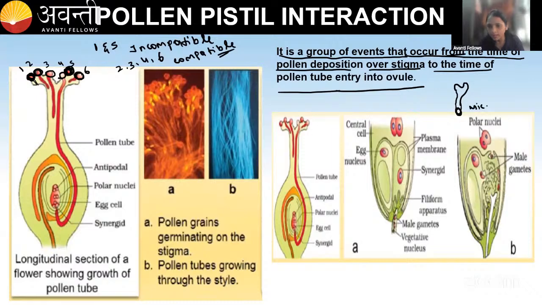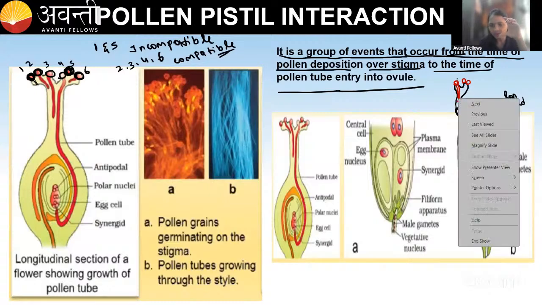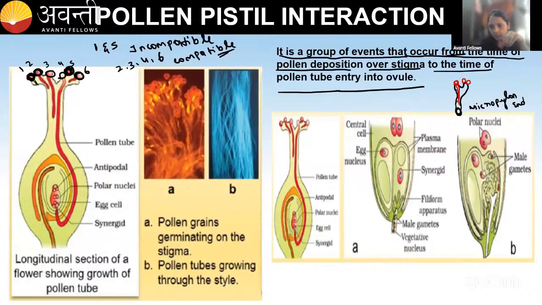Now, this is the micropylar end. Now there is a stigma, and the pollen grain is bound on this. From the time the pollen grain binds to this, the pollen grain starts to form the pollen tube. The pollen tube goes into the style. Now the pollen tube reaches the ovule through the micropylar end. The tube is formed until reaching the ovule.